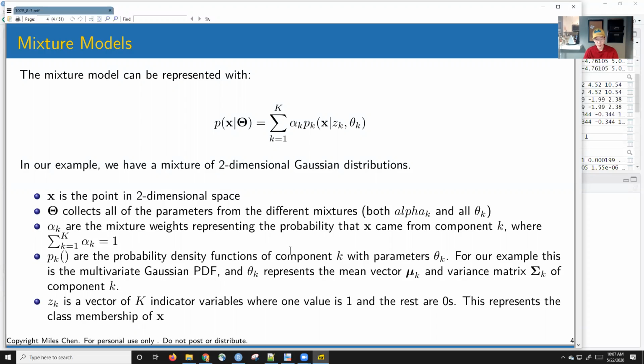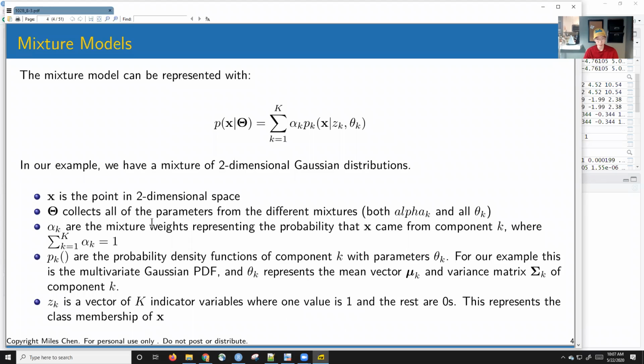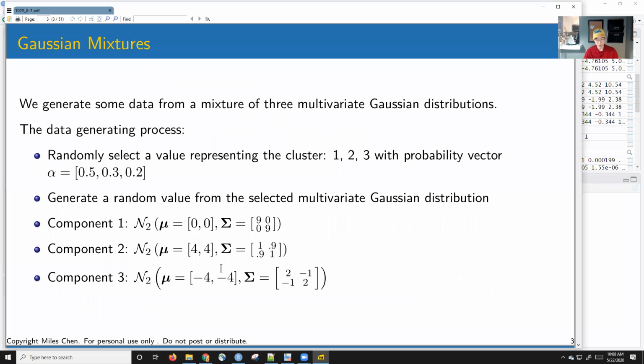So in our example, the P sub k's are the multivariate Gaussian PDFs. It's basically these things, right? It would be the PDF that represents this 2-dimensional multivariate normal distribution. And theta sub k would represent, for us, the mean and the variance of that multivariate Gaussian of component k, right? So for component 1, it's 0, 0. For component 1, the sigma is this matrix. For component 2, it's this, and so on and so forth.